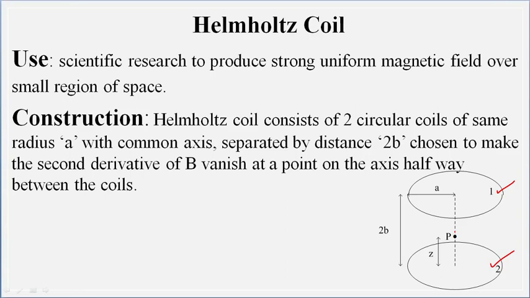So there is a theorem in the calculus which tells us this. So what we will do is to show that it is a maximum at a certain distance. We will find the second derivative. So this value of the 2b will be chosen to make the second derivative of B vanish. Vanish means become 0 at some midpoint. So the idea behind here is at the midpoint between these two coils, the field produced is as maximum as possible. And mathematically, to show that it is a maximum, we will find the second derivative and make it equal to 0. So this calculus we are going to use.